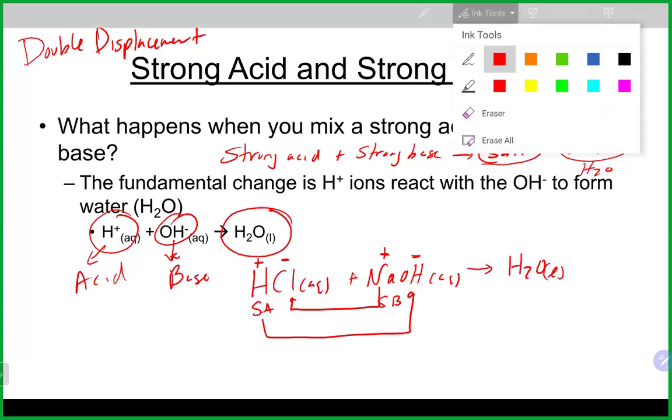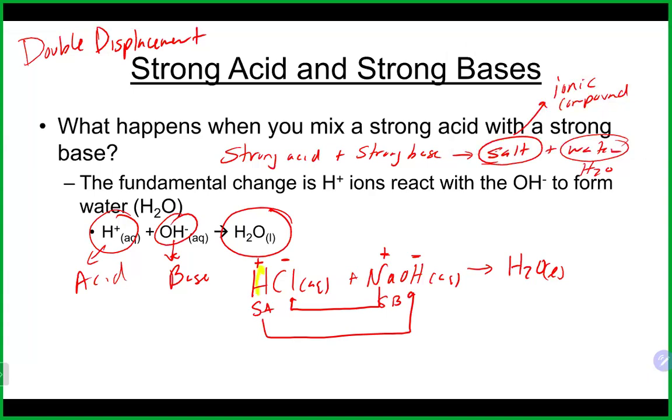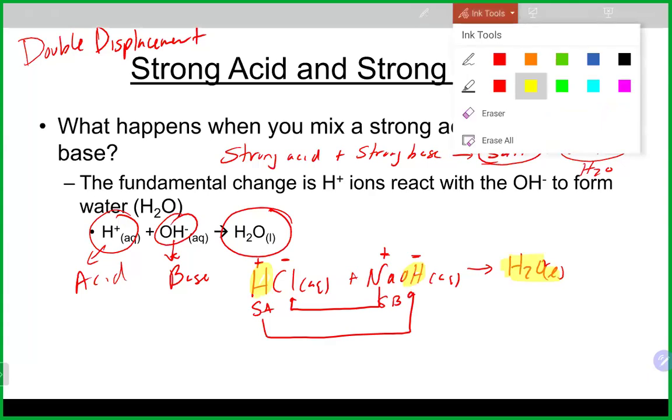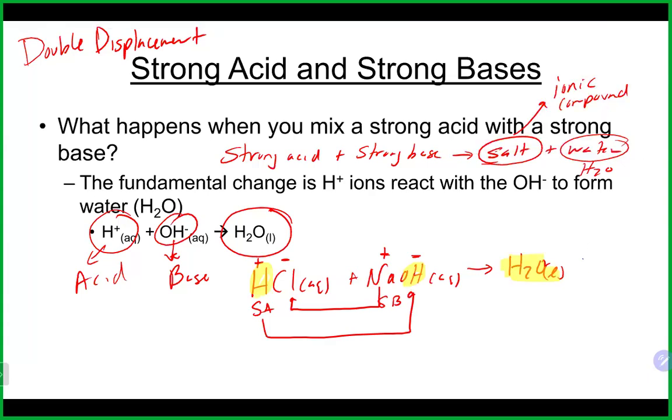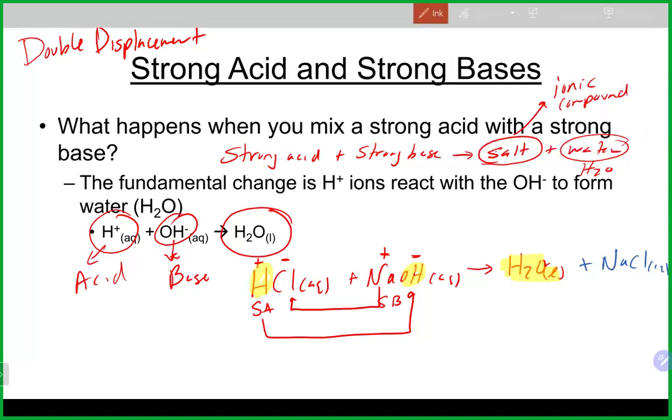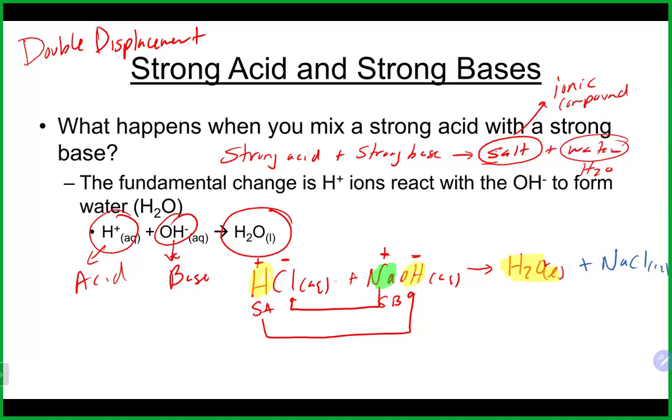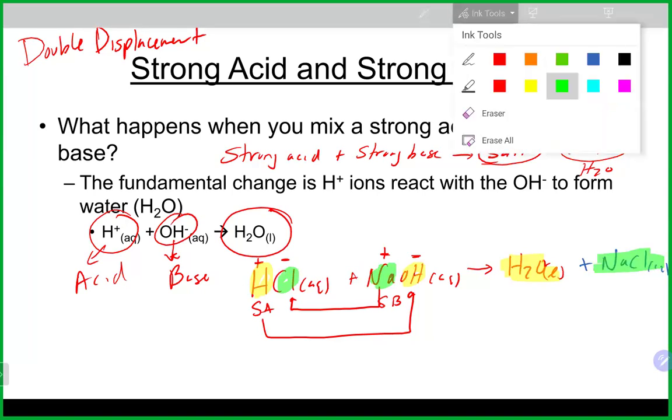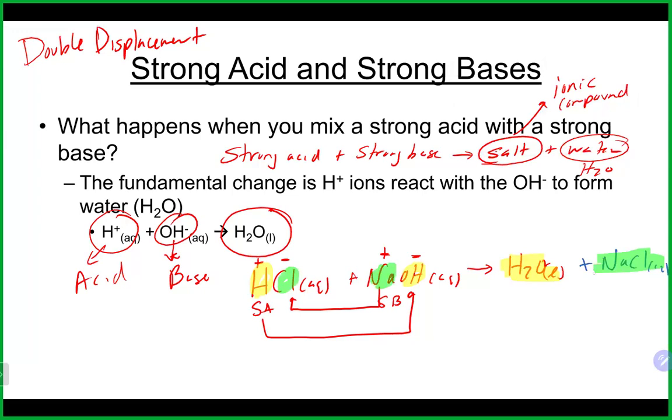And the water is coming from the H from the acid, the OH from the base is again where our water is coming from. The salt here is going to come from basically what is left over, which is the sodium and the chloride coming together. And that's going to give us basically our salt in this case, which is this guy and this guy. We'll make this guy here. So we get, again, our salt and water in this case.